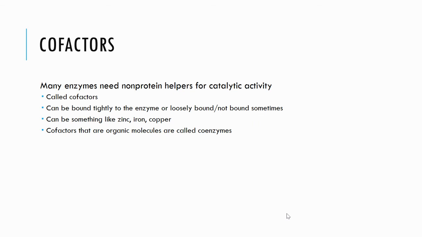A lot of enzymes will need non-protein helpers for catalytic activity, and these are called cofactors. They can be bound tightly to the enzyme, loosely bound, and sometimes unattached. They include things like zinc, iron, and copper. Cofactors that are organic molecules are specifically called coenzymes.